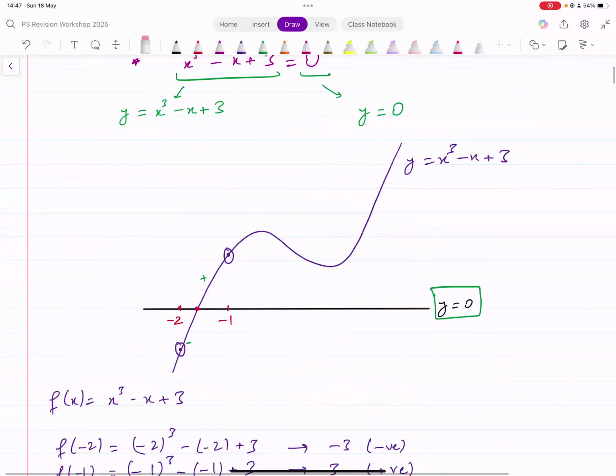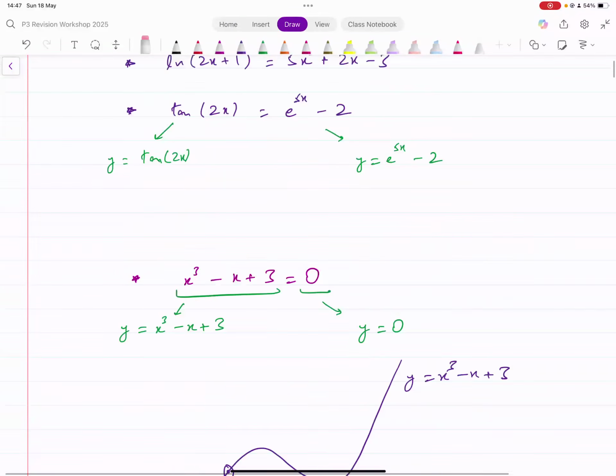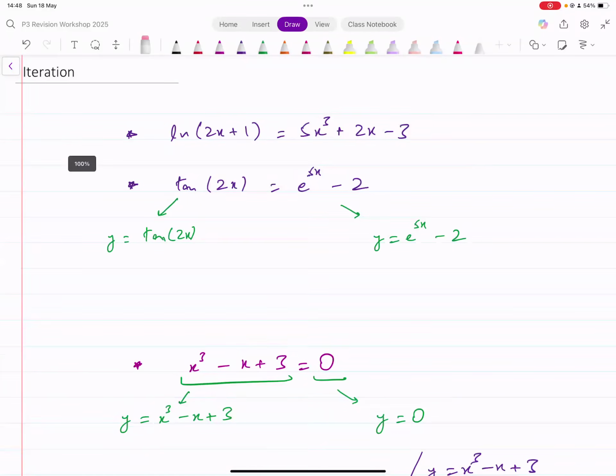Just a quick check if you can see my screen still. Yes, okay.